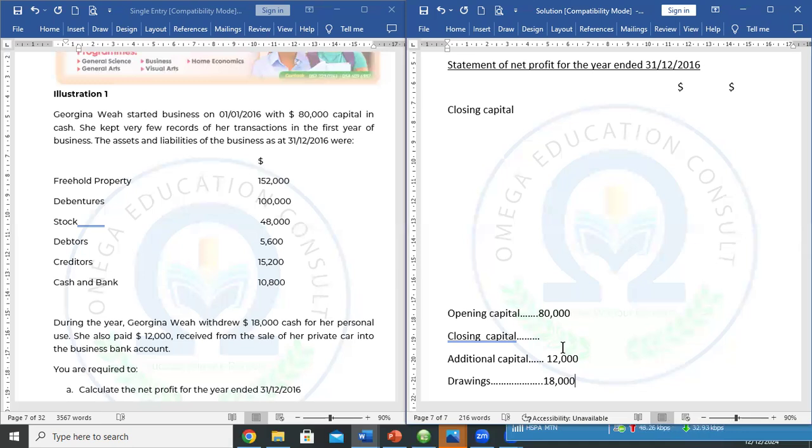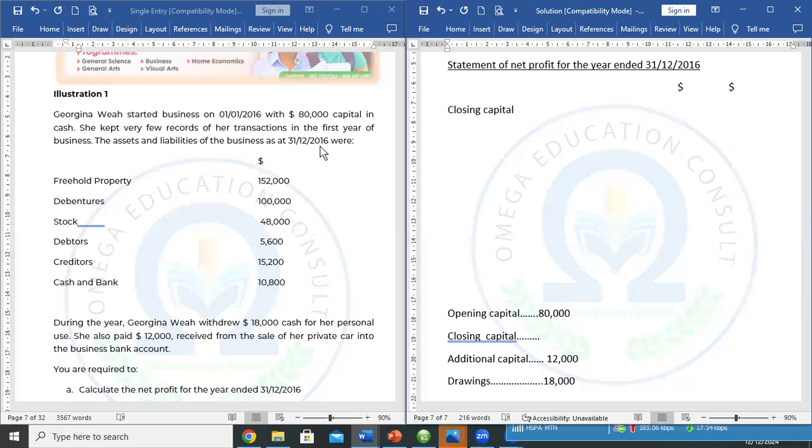Please, you have to first prepare the statement of affairs in order to get your closing capital. So this shouldn't have been a question, it should have been an answer. You could appreciate that the opening capital was given on a silver platter here, 80,000 capital on 1st January. The drawings was given just like that, additional capital just like that. But for the closing capital, it is not seen anywhere. But you appreciate that some assets and liabilities have been given at the closing date.